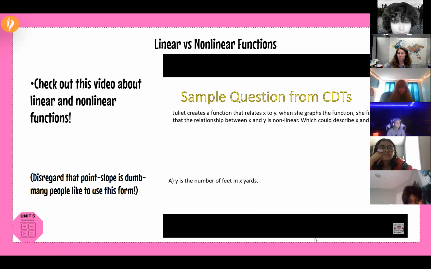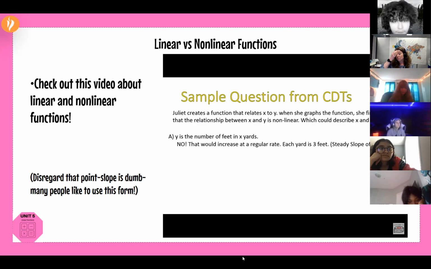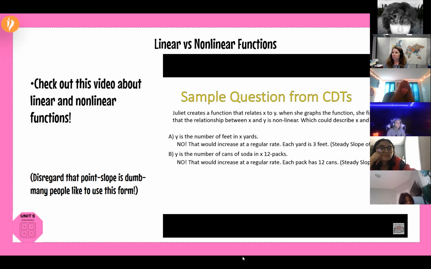So let's talk about these examples, again from the sample question I pulled. Y is the number of feet in x yards. This would increase at a regular rate because every yard is 3 feet, so it has a steady slope of 3. When our number of yards increases by 1, our number of feet increases by 3. It's a steady slope. Our next example, y is the number of cans of soda in x 12 packs. This is linear. It would increase at a regular rate. Each pack has 12 cans. Therefore, again, we've got a steady slope of 12.